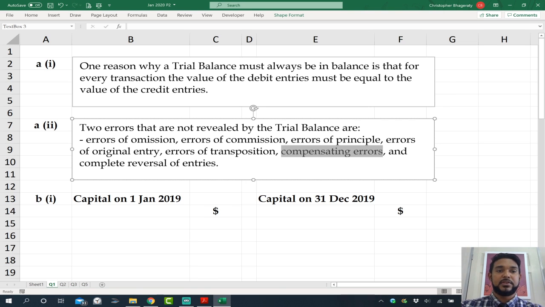And then you have complete reversal of entries. So this is where the account that was supposed to be debited was credited instead, and the account that was supposed to be credited was debited instead. So in that case, there's still a debit and there's still a credit for the correct amount, just in the wrong accounts, but it still balances off.